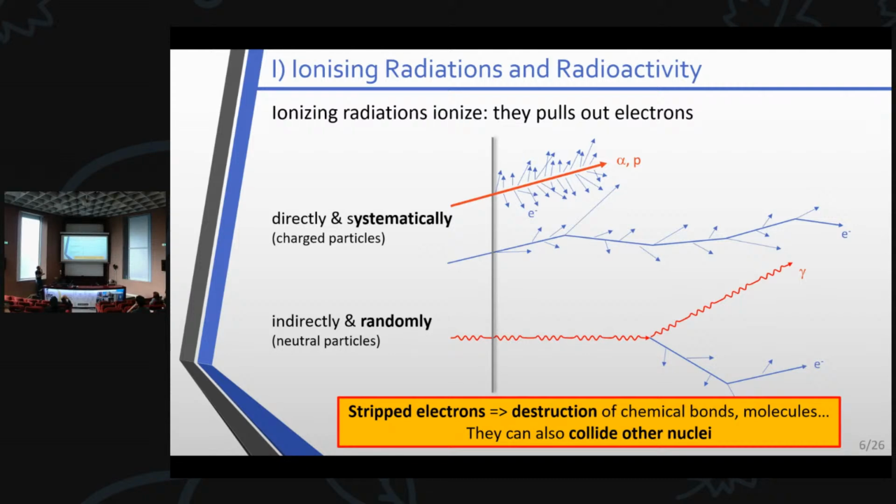So by stripping some electrons, this ionizing radiation will destroy chemical bonds, so molecules, our molecules, for instance, and that's the problem. And I can precise that they can also collide with other nuclei and do other effects. We will see that later.